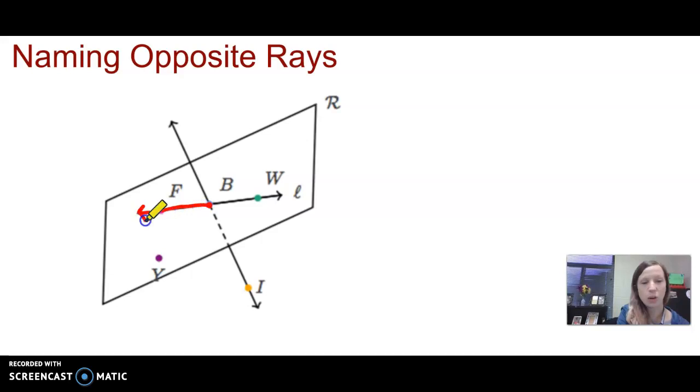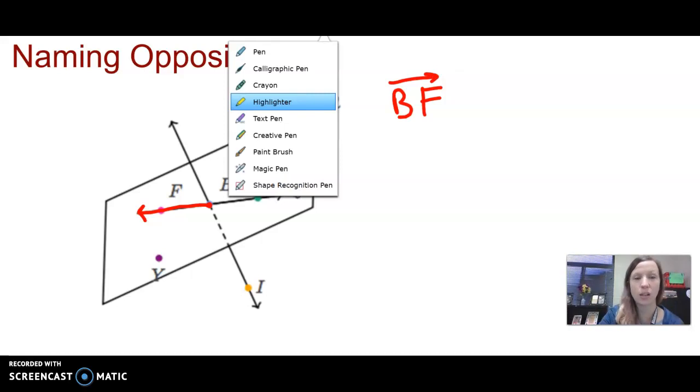and goes through F. Okay, that is one ray. So the endpoint will go first when I'm naming it. So BF. Yes, the B must go first because that's where that ray started.